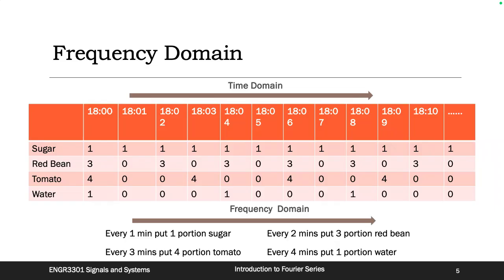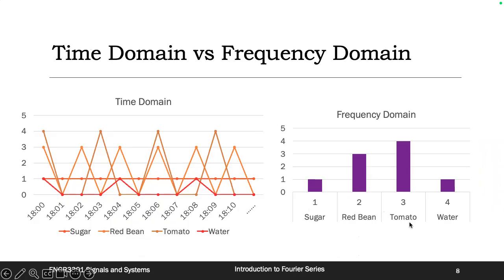Yeah, but this is the same thing. I'm right. This means frequency, which means every 1 minute, every 2 minutes, every 3 minutes, every 4 minutes, you put one sugar. Every 2 minutes you put three beef. Every 3 minutes you put four tomato. Every 4 minutes you put one water. So it's the same thing. Am I right? So can you get the soup ready?